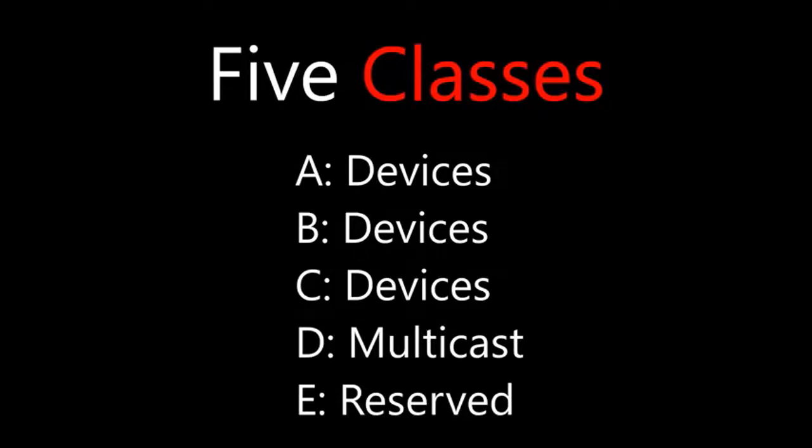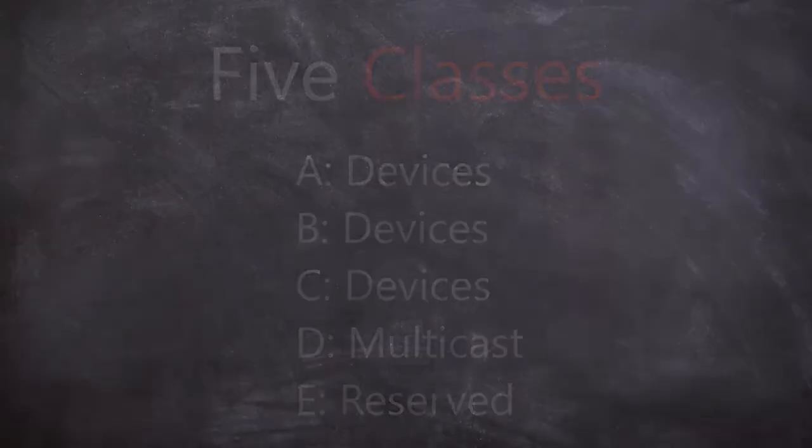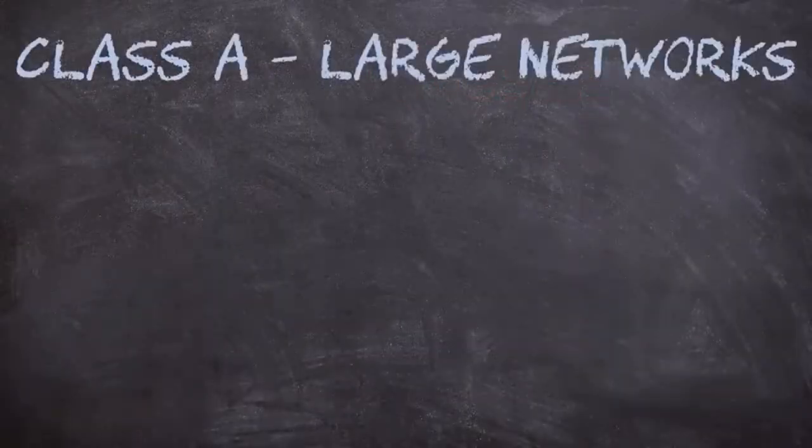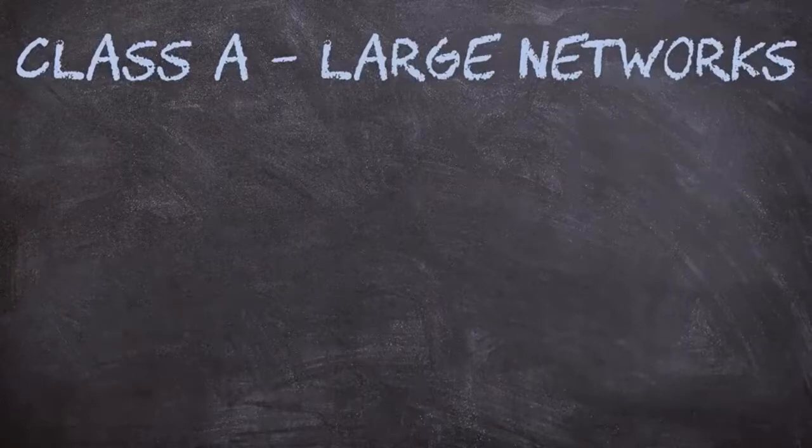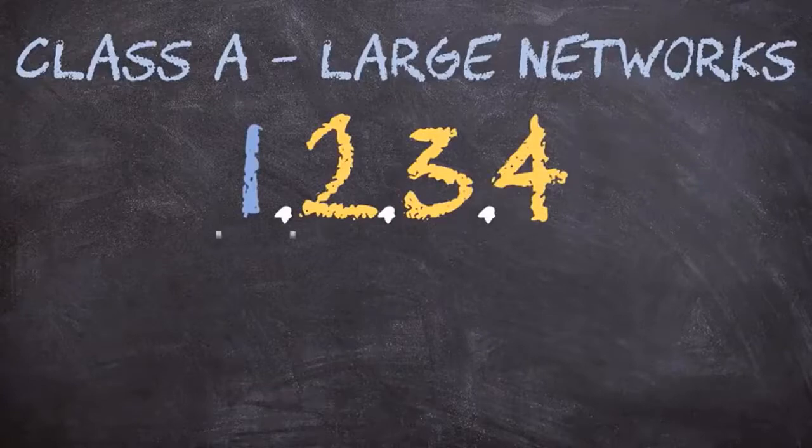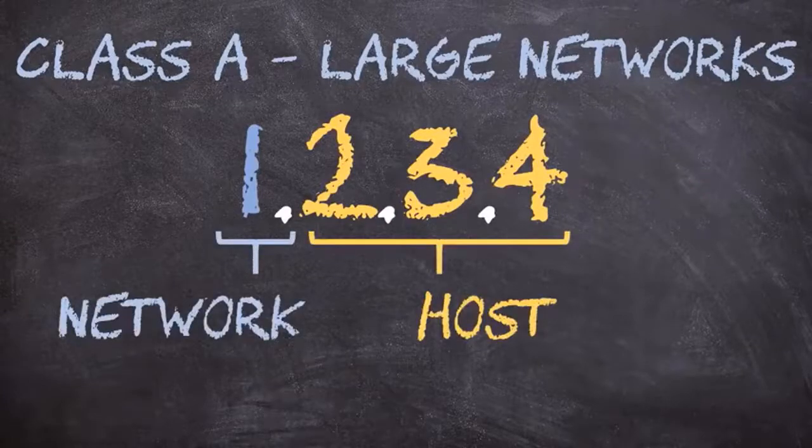Class E is reserved for special purposes. So Class A, B, and C are the ones we need to think about right now. There are a small number of Class A networks, but each network supports a large number of hosts. Class A works a bit like the old method. The first octet is the network, and the remaining 3 octets are for hosts.